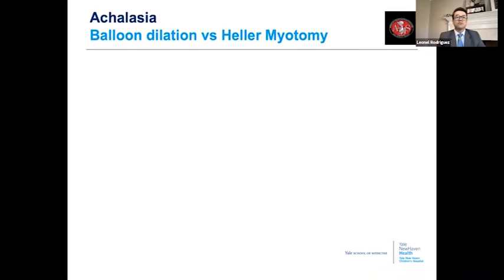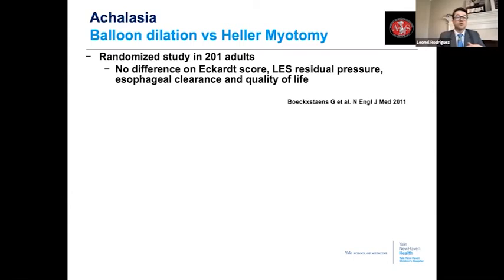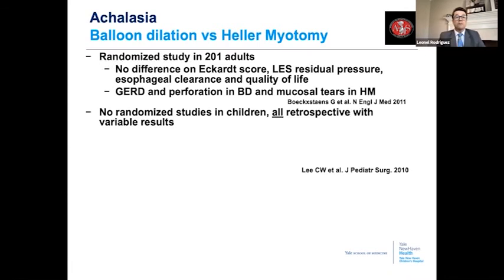How about balloon dilation versus surgical myotomy? There is a randomized study in adults of 200 patients. This is a landmark paper that showed no difference on the Eckardt score, the LES residual pressure, esophageal clearance, and quality of life, with different degrees of complications. There are no randomized studies in children, as expected, and they're all retrospective, and the results are variable.